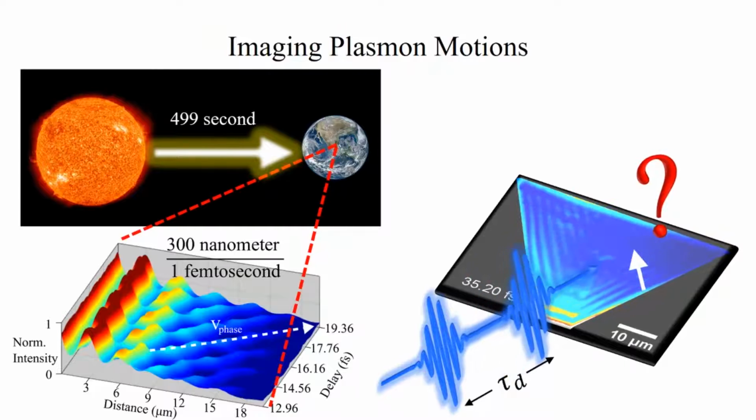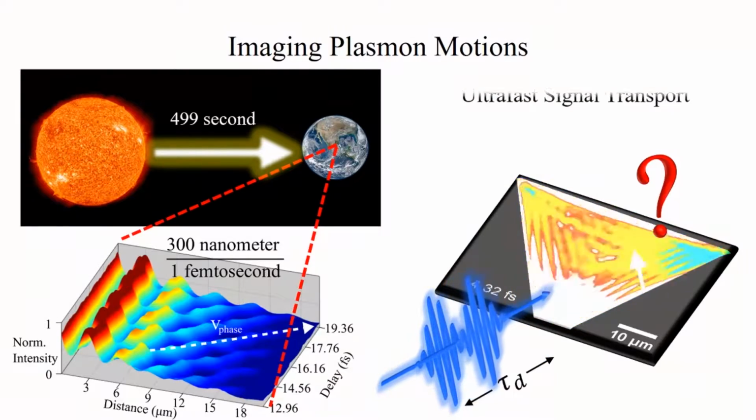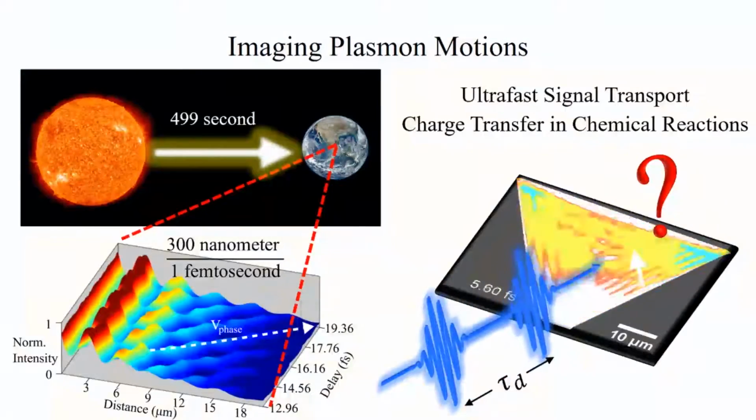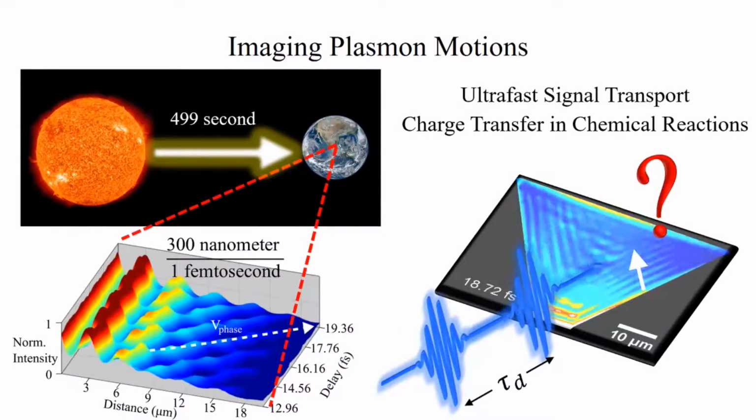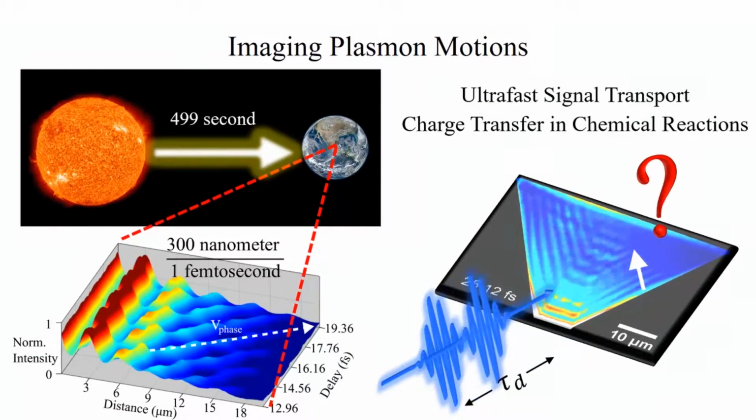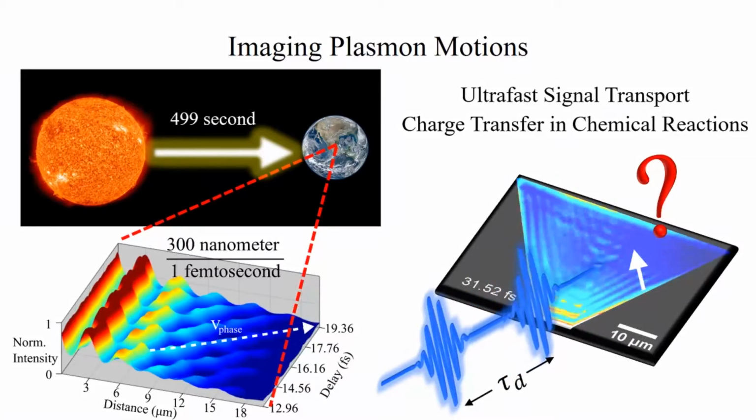What we learn from the electron dynamics are the phase and group velocities of the surface plasmon polaritons, which determine the ultrafast signal transport in plasmonic circuits, and they are also crucial in understanding the charge transfer process of chemical reactions that happen on the nanometer spatial and femtosecond temporal scale.